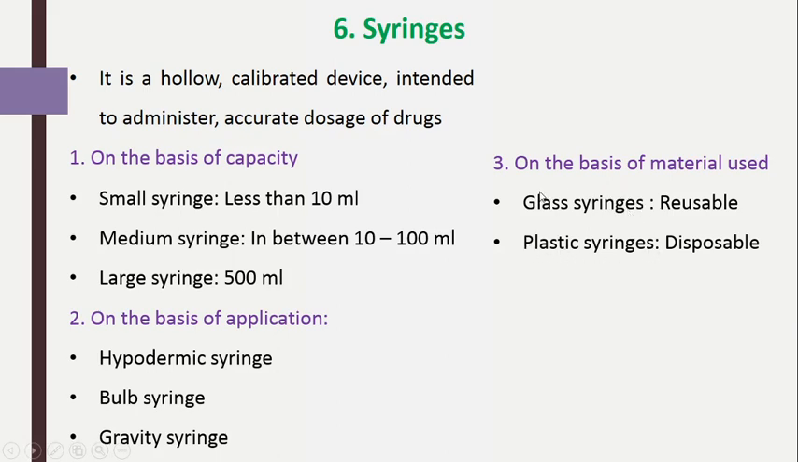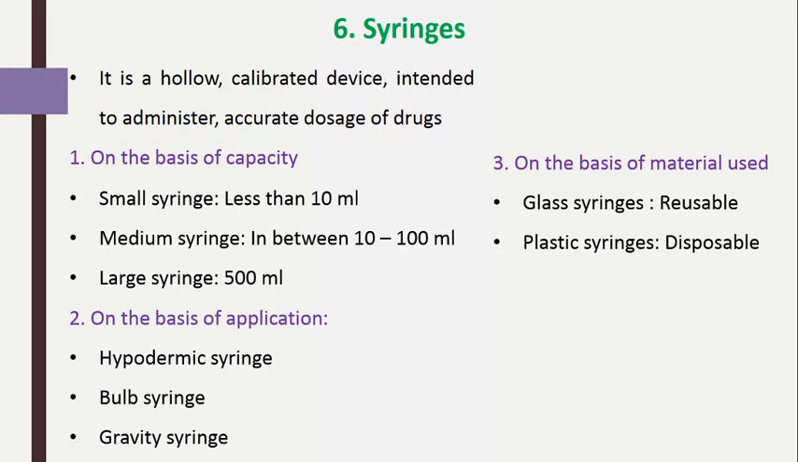If the syringe is made using glass material, we can use it more than one time. So these are the reusable syringes. After proper sterilization, we can use that glass syringe more than one time. If the syringe is made using plastic material, these are disposable, so these syringes are used once. So this is about the syringes.